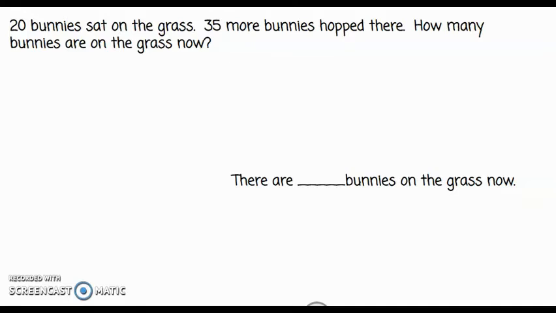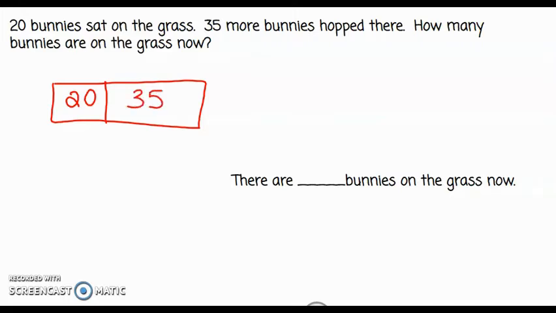A tape diagram is a rectangular model used to help visually represent numbers. Instead of drawing out the 20 bunnies and drawing out 35 more bunnies, students can show this work using a tape diagram. So if I know that one of my parts would be the 20 bunnies, and I know that 35 more bunnies join them, what I don't know is how many total bunnies were on the grass now. So you can see visually on my tape diagram, I have both of the parts. What I don't know is what the total is.